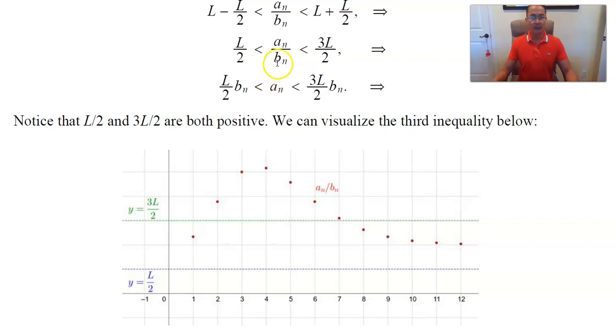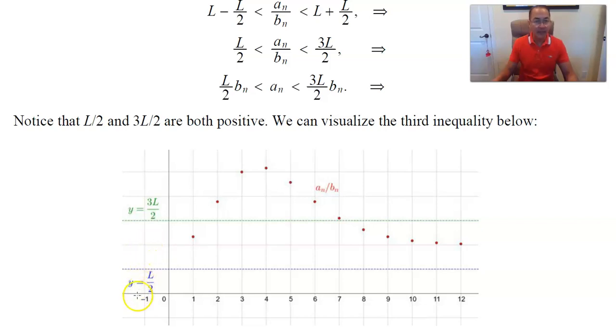Anyway, how can we visualize this third inequality? Okay, we will plot the terms a_n over b_n, and they have to be trapped between L over 2 and 3L over 2. Okay, so we said, all right, here's the n-axis. The limit is over here. This is y equals L, but I didn't draw it. Yeah, that is the L.